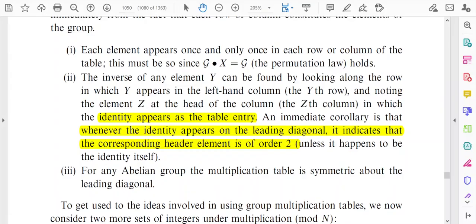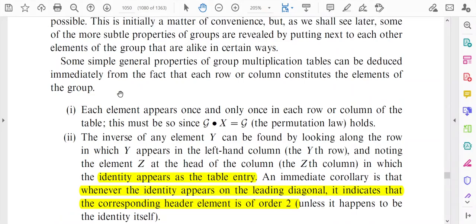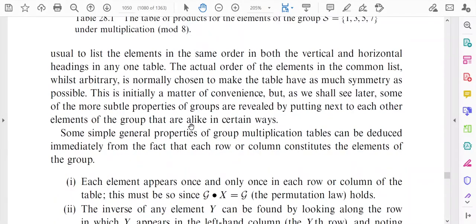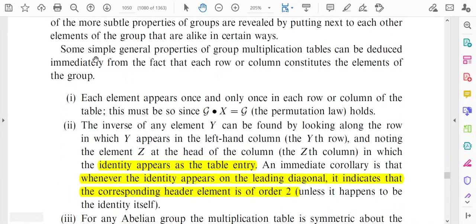So it means that suppose here this is 1, 3, 5 and 7. So here each element occurs only once. For example, it is not like that 3 is here and again 3 will be here. So each element occurs only once in the header or in the left side column. And why? Because this must be so, since g dot x is equal to g.